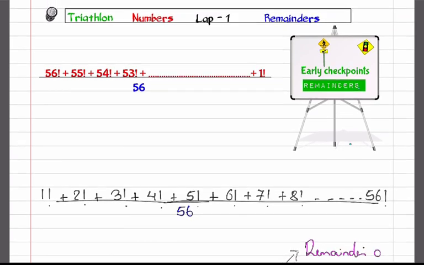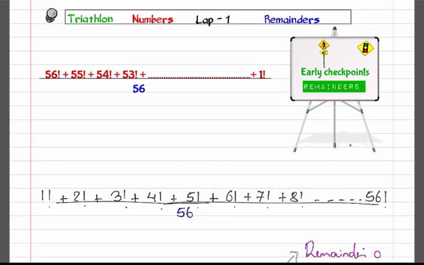Okay, so what is given here? 56 factorial plus 55 factorial plus 54, 53, up to 1 factorial, divided by 56. For those of you who don't know what a factorial is, 5 factorial is nothing but 5 into 4 into 3 into 2 into 1. Similarly, what is 100 factorial? 100 into 99 into 98, up to 1. Okay, this will just go in this way.